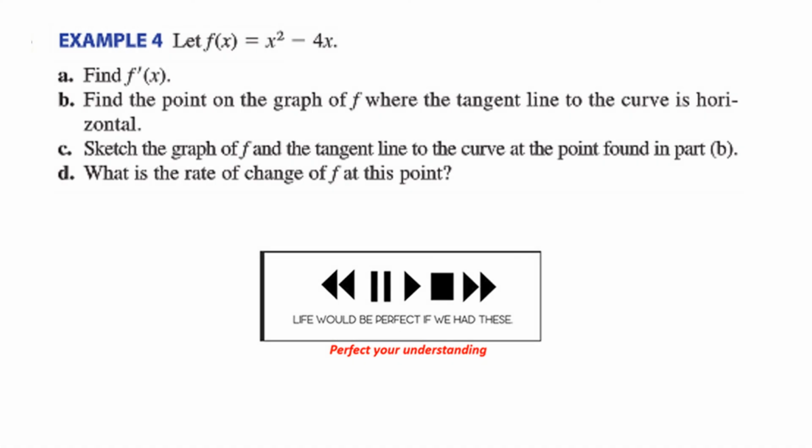Here's another example. Let y equals f of x equal x squared minus 4x. You're to find f prime. This time we're going to find the point where the tangent line is horizontal. Sketch the graph and say what is the change of f of x at this point. Quite a bit to do here. You know what to do.